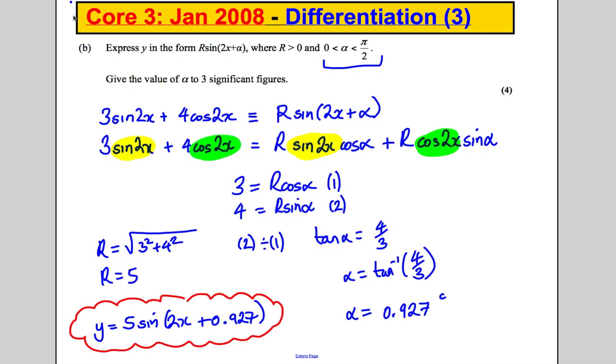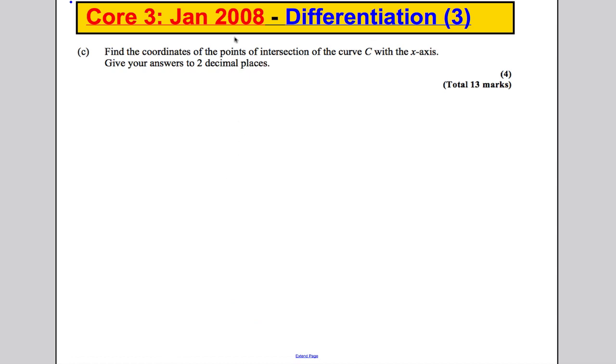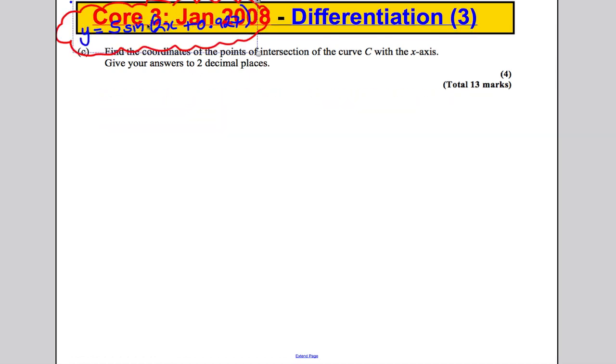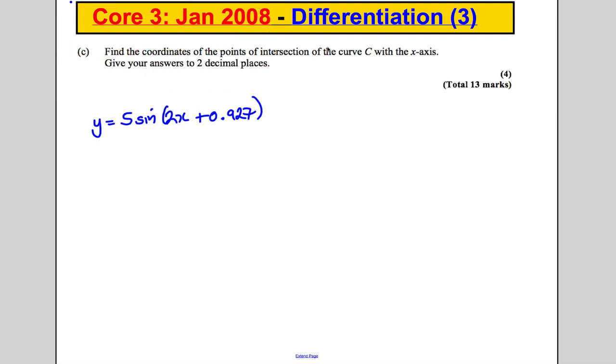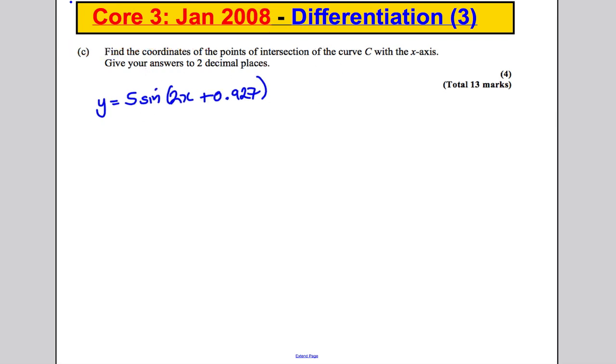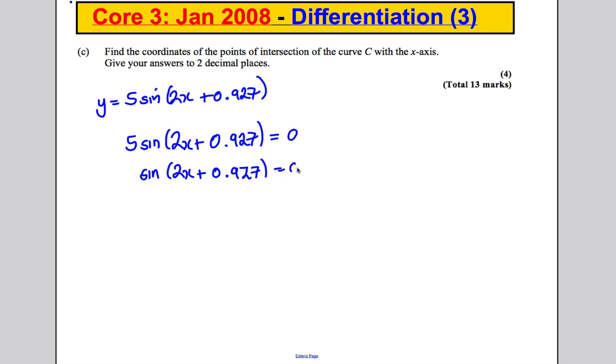Now, we found a new way of writing y, and it's going to be much more helpful solving this equal to 0 than the original function, because it's easy to solve. So we're going to try and solve 5 sine of (2x plus 0.927) is equal to 0. Divide both sides by 5 and you would get sine of (2x plus 0.927) is equal to 0. Take the inverse sine, so 2x plus 0.927 is inverse sine of 0, and inverse sine of 0 is simply 0.